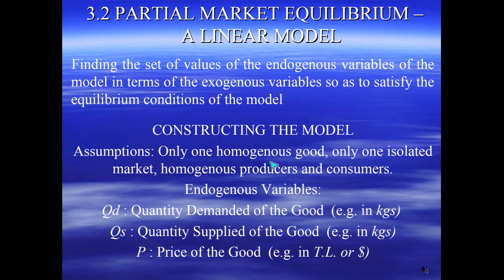So the assumptions, which are simplifications of the reality, of course: there is only one homogeneous good, only one isolated market. In the real world, no market is isolated from another one. All the markets are interrelated. But here we assume that there is an isolated market. And there are homogeneous producers and consumers in this market. There is no monopoly power. There are no brands, fashion, whatever. All the producers produce one homogeneous good, and all the consumers consume one homogeneous good, like the water from the tap or the electricity we buy.